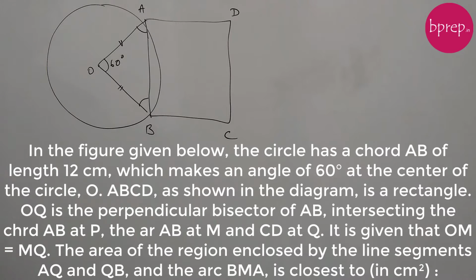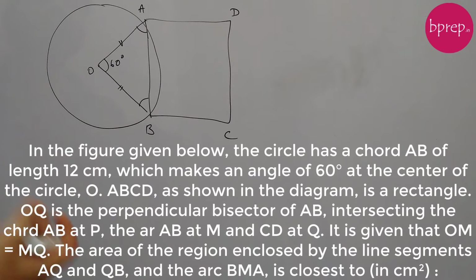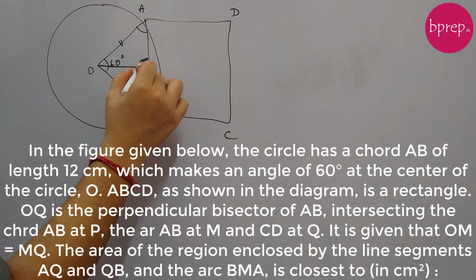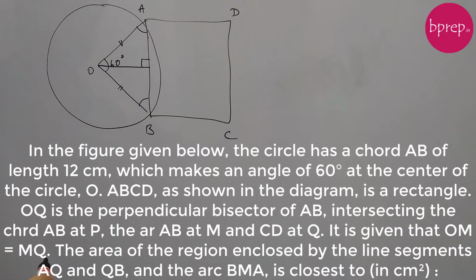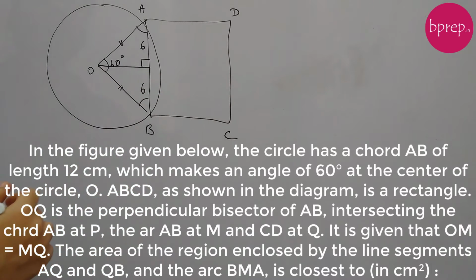Let's see what is in the question. ABCD as shown in the diagram is a rectangle. OQ is the perpendicular bisector of AB intersecting the chord AB at P. Because this is perpendicular bisector, here it will be perpendicular as well as bisecting AB. So length of AB is given as 12. So this will be 6 and this will also be 6. And this OQ is bisecting AB at P. So let's name this point as P.